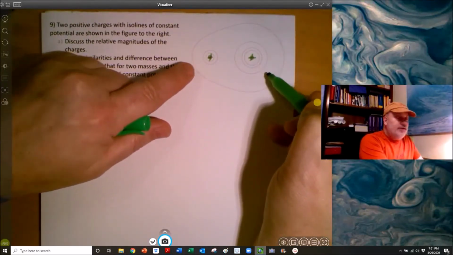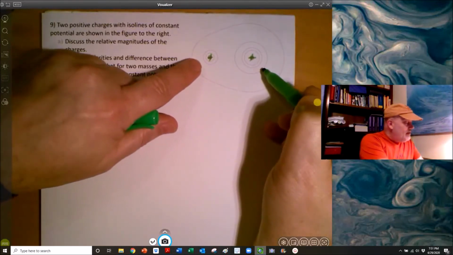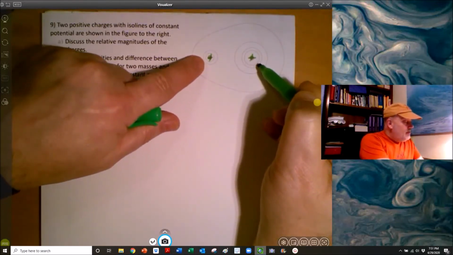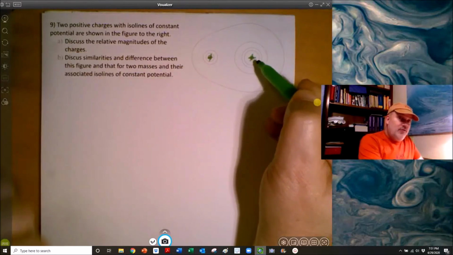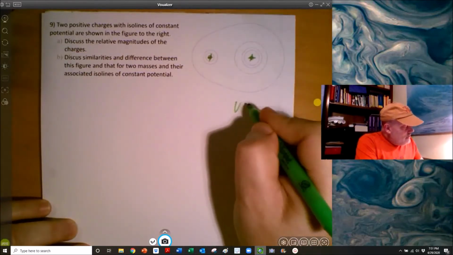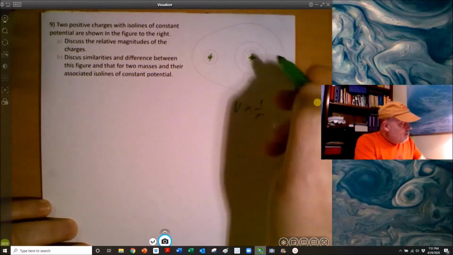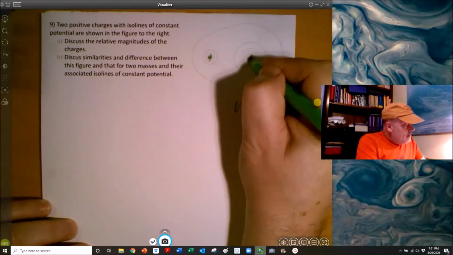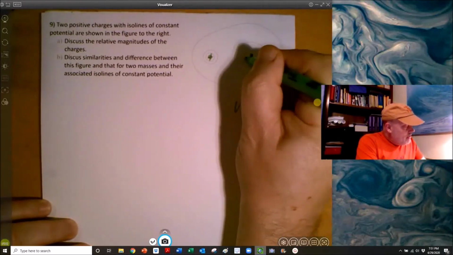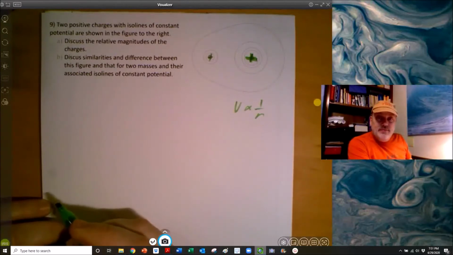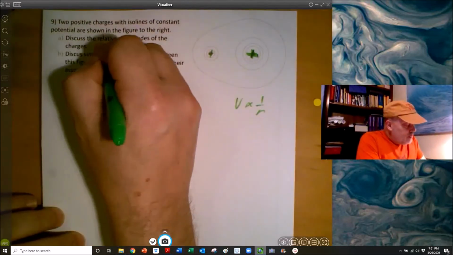It's going to be greater positive here, greater positive here, and then this one's even more positive and it's farther away. So since V is proportional to 1 over R, we must assume that this one is a bigger positive charge than the one on the left. All right, so that answers part A.